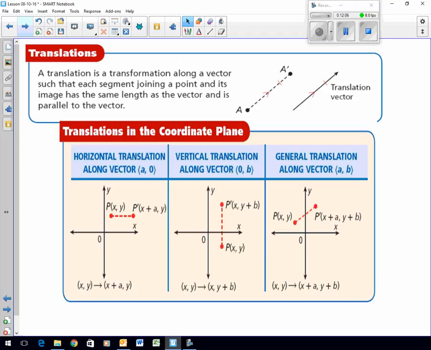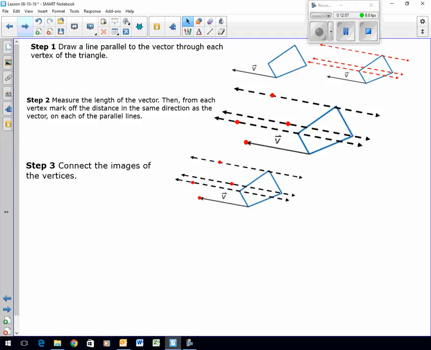So, I'll create one of these things. Again, we won't be doing this. I can draw parallel lines through each particular vector, and I have made some translations going on.